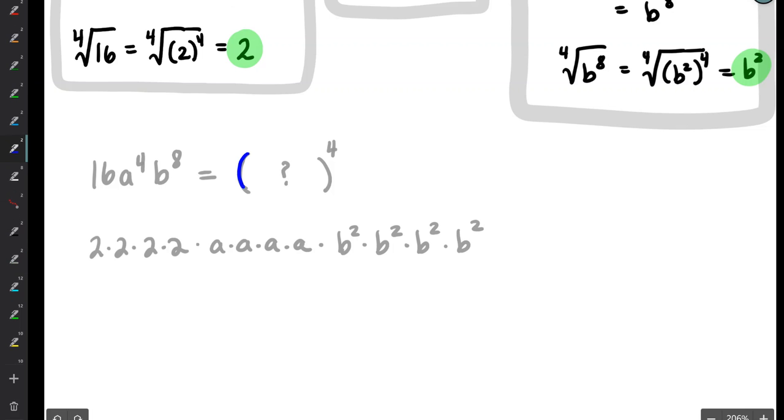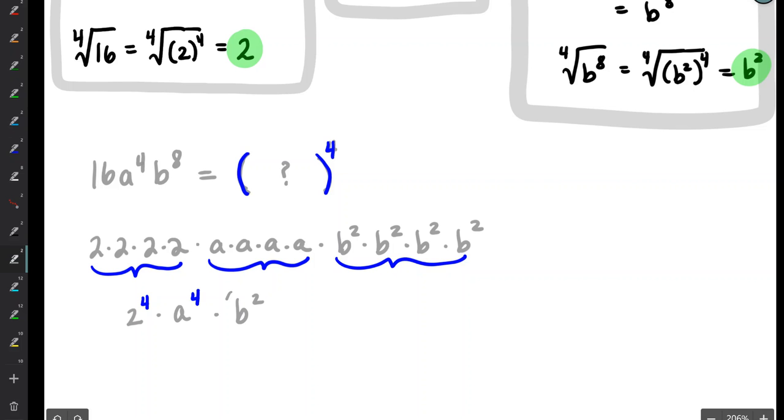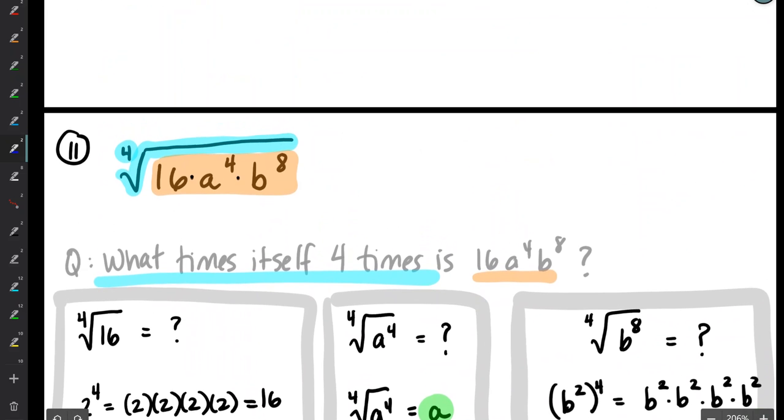Let's get a little color on here. We've got 4 factors here. We have 2 to the 4th times a to the 4th times b squared to the 4th.